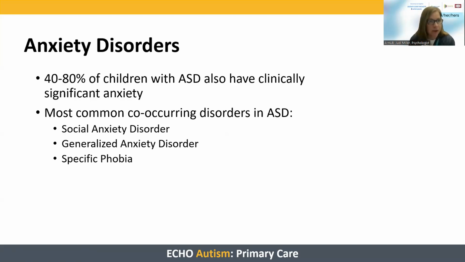All right, next slide. Anxiety disorders. Many people with autism also have anxiety. The most common are social anxiety, generalized anxiety, and specific phobia. And sometimes it has an autism flavor. So sometimes your specific phobia might be something that very few people are afraid of, but a lot of people with autism are afraid of.